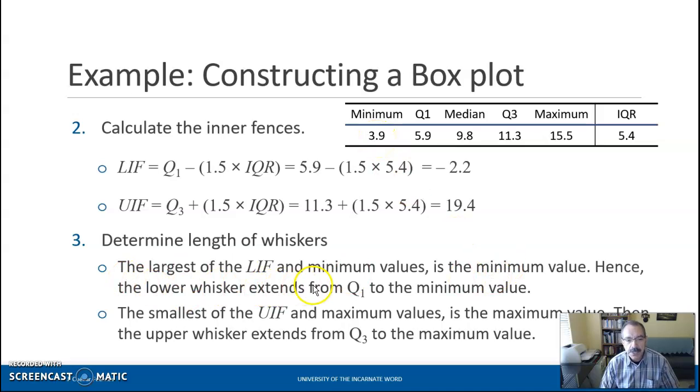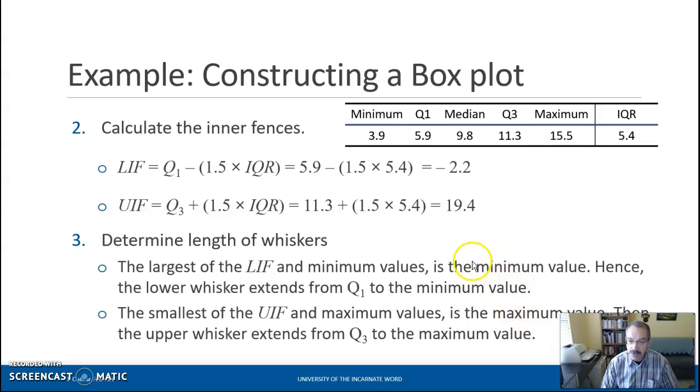So the lower whisker will extend from Q1 to the minimum value. The upper whisker extends to the smallest of the upper inner fence and the maximum value. So right here, 19.4, the minimum between this number and that number is 15.5. So the upper whisker will extend from the third quartile to the maximum value.